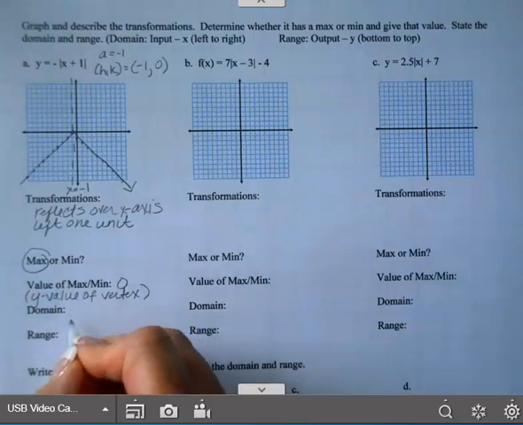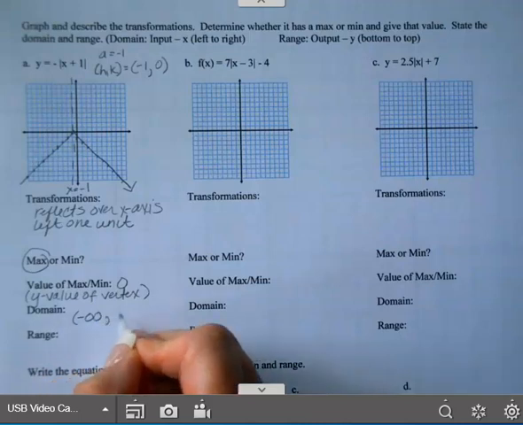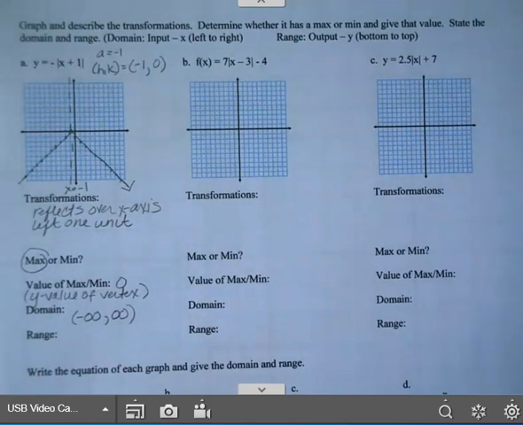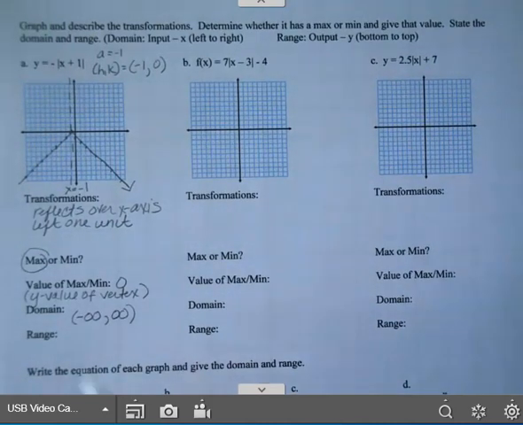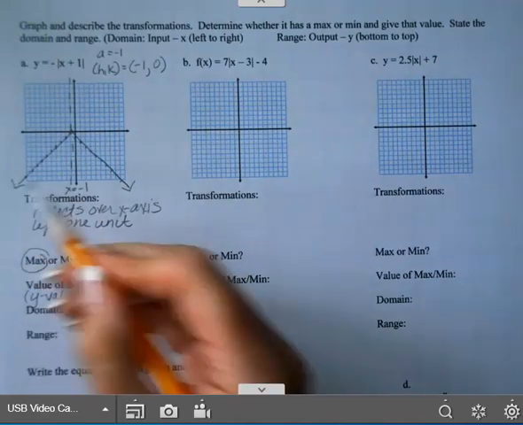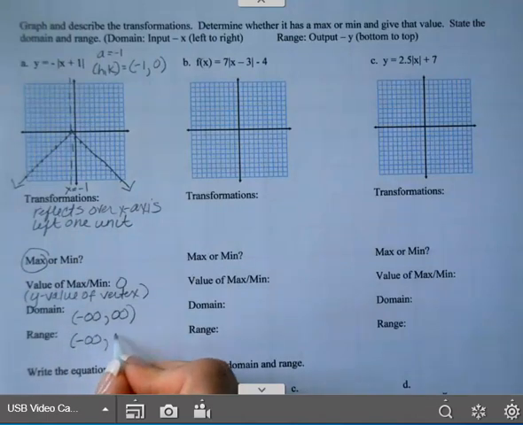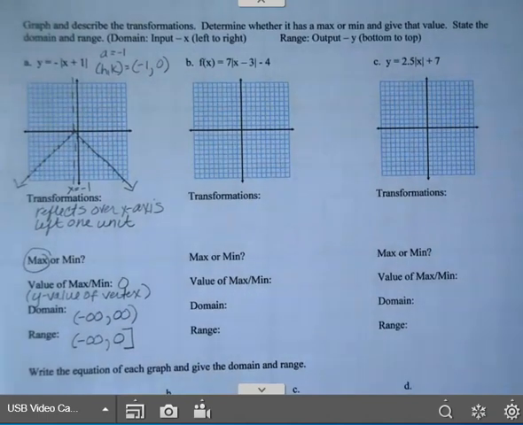Your domain from left to right, remember it goes smallest to largest, so it's -infinity to +infinity. And you always use parentheses for the infinities. Your range is low to high, floor to ceiling. This graph goes down forever, so it's -infinity, and the highest it reaches is your y value of your vertex, which is 0, because that was your max.